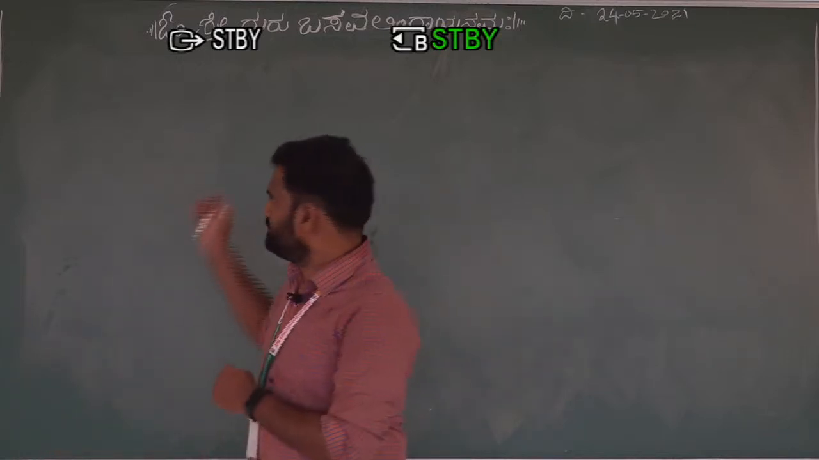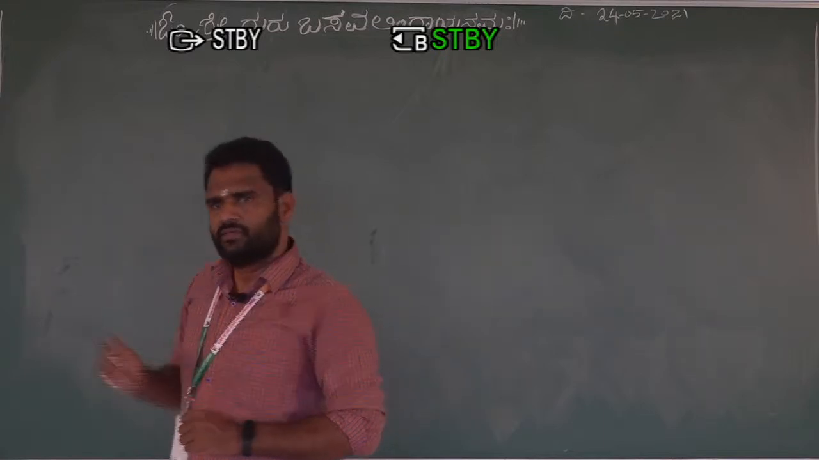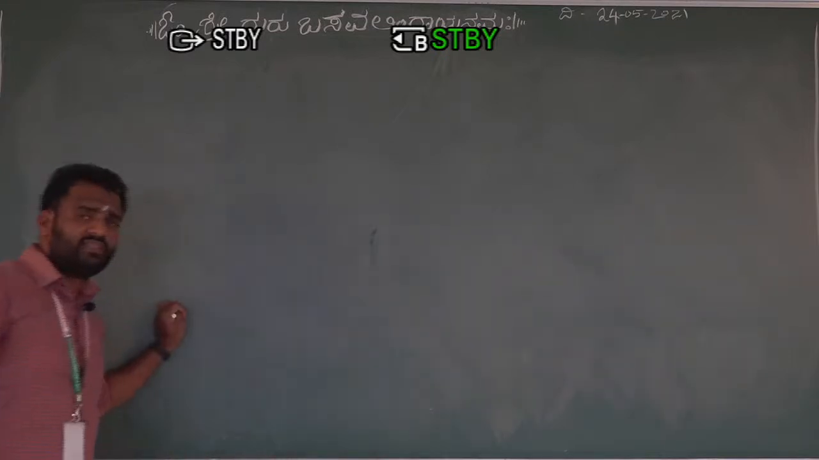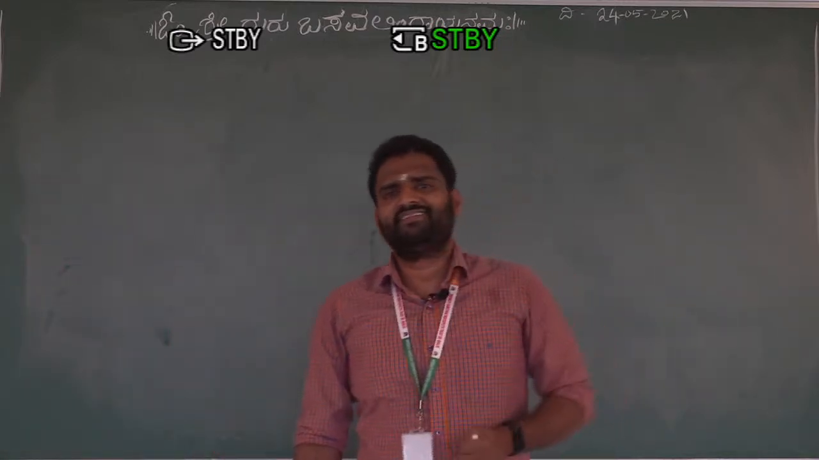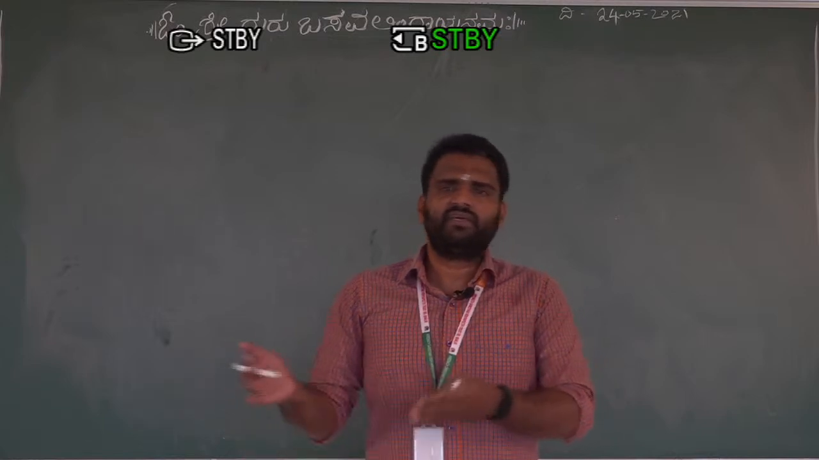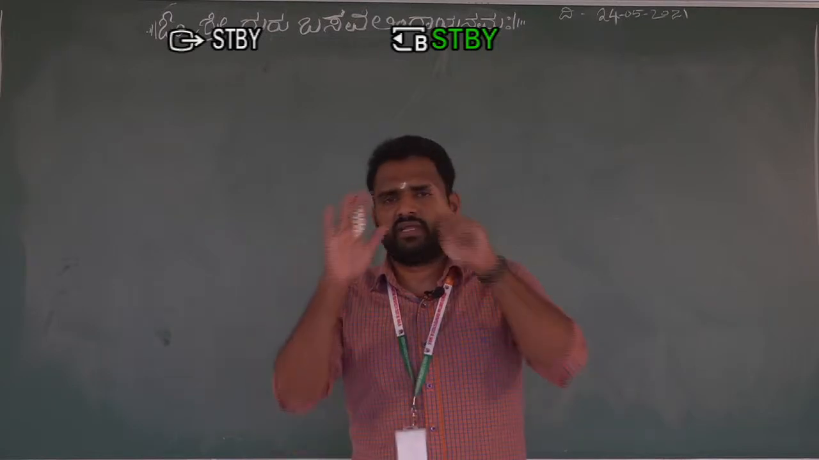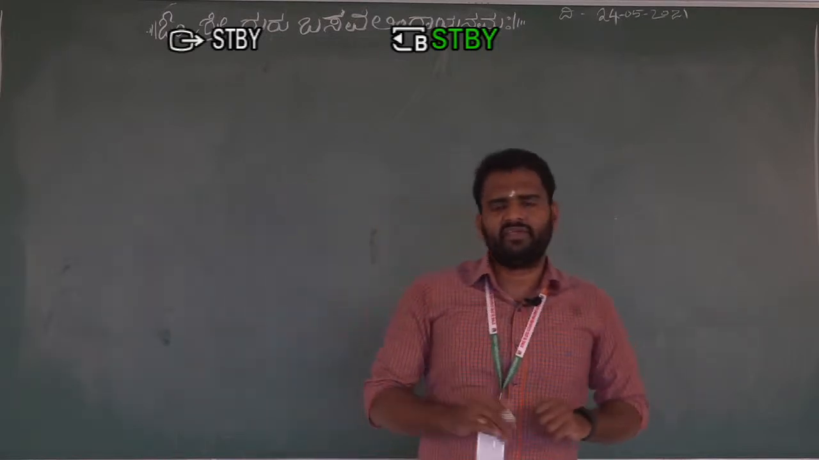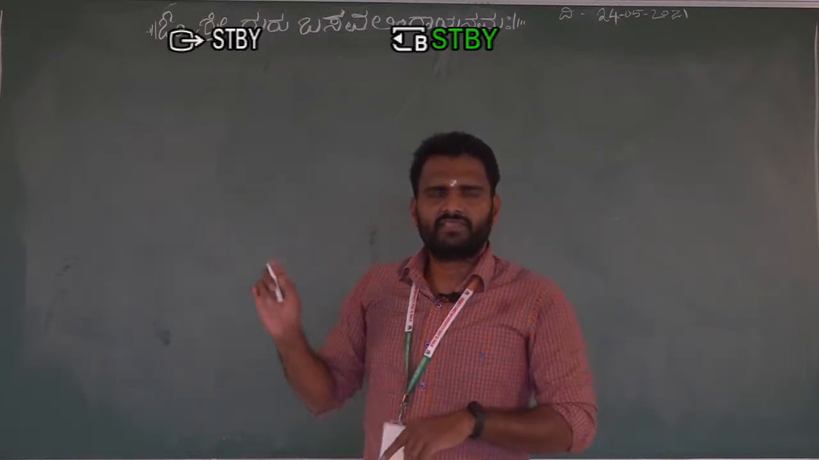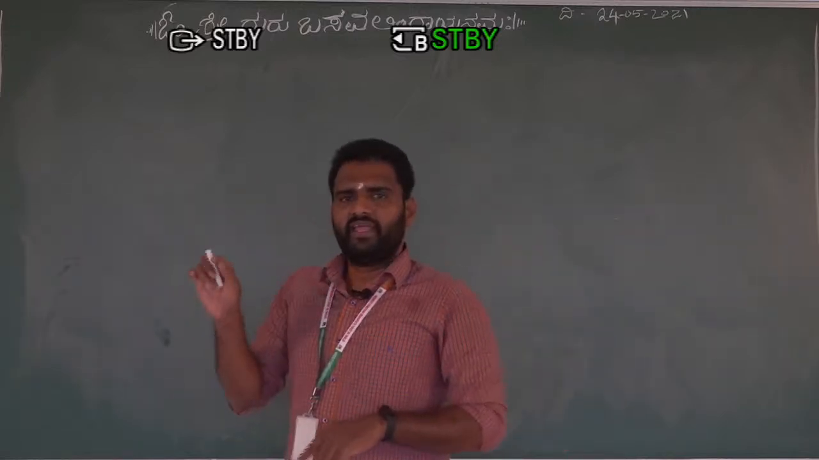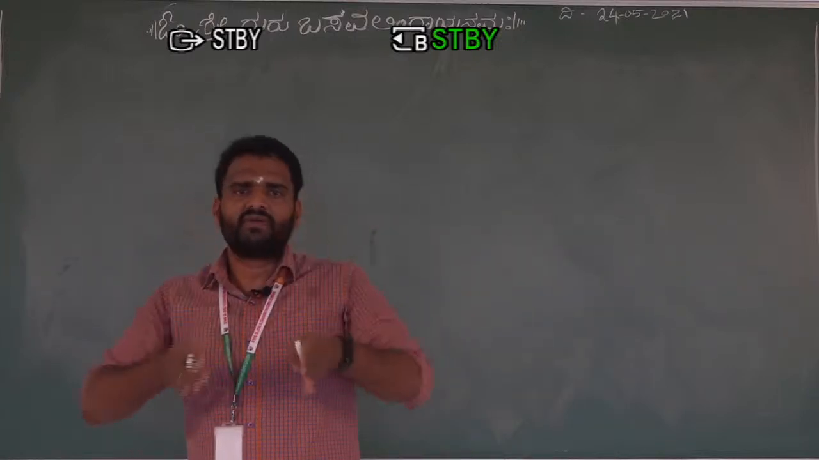Right, now let me start with elements and atomic numbers. Let me write it right here. In total, how many elements are there till today? I think you would have studied this in your 10th and 9th standard, so it is already there in chemistry. In today's classification of the periodic table, we have 118 elements. These 118 elements are classified into 7 periods and 18 groups. This is the classification we have.